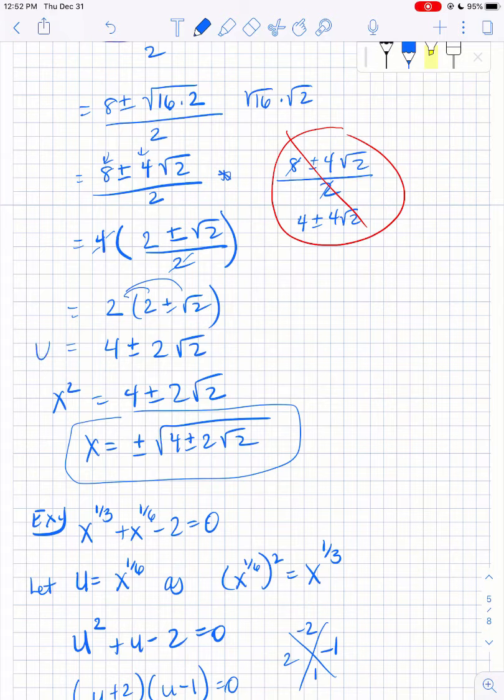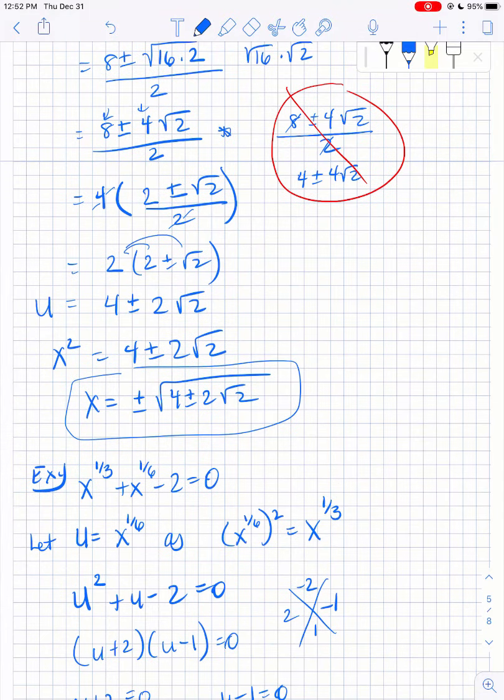So this is what our u is equal to. But then remember, we said our u was equal to x squared. So don't forget to plug the x squared back in, and then we'll solve for x. So x squared equals 4 plus or minus 2 root 2. So I take the square root of both sides, and then x equals plus or minus the square root of 4 plus or minus 2 square root 2.